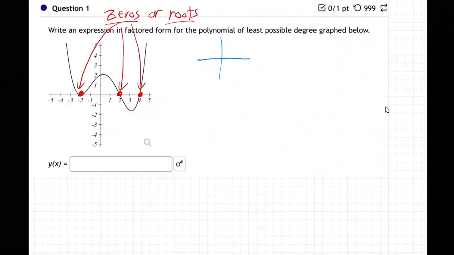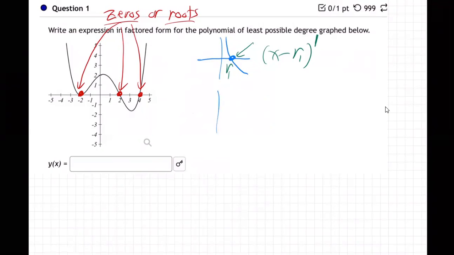If you have one that just passes through like that, okay, so that root, call this R1, that would end up being parenthesis x minus R1, first power, in the equation.